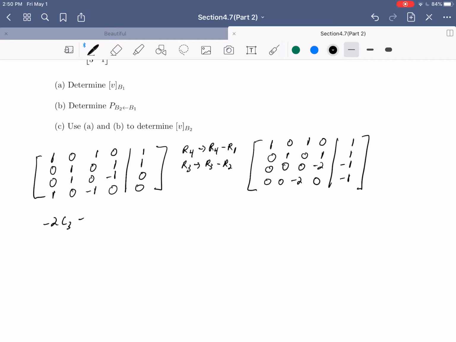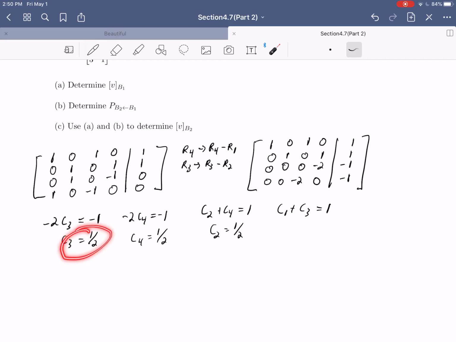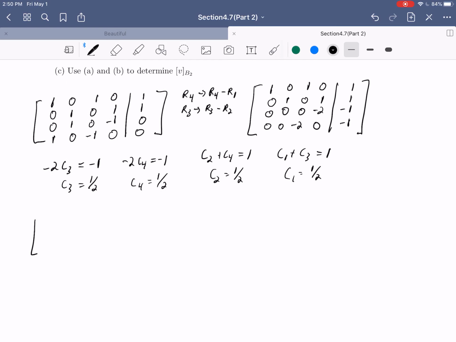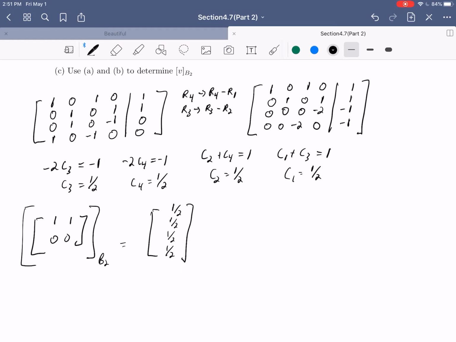We get negative 2C3 is negative 1, so C3 looks like it's going to be 1/2. We get negative 2C4 is negative 1, so C4 is going to be 1/2. Then we get C2 plus C4 is supposed to be 1. Since C4 is 1/2, then C2 also must be 1/2. And then we get C1 plus C3 needs to be 1. Since C3 is equal to 1/2, then C1 must also be 1/2. So what this tells us is that the representation of 1, 1, 0, 0 in terms of basis 2 is the component where you use 1/2 of every vector in B2. Okay, so that's another one.